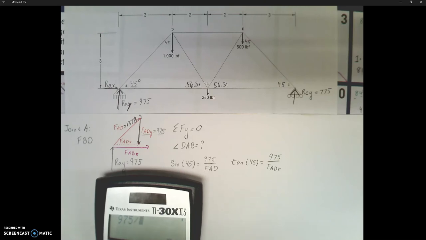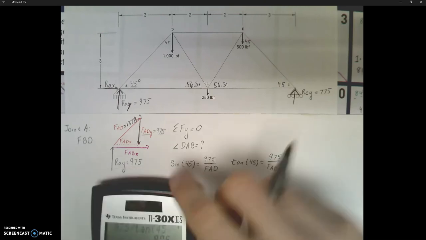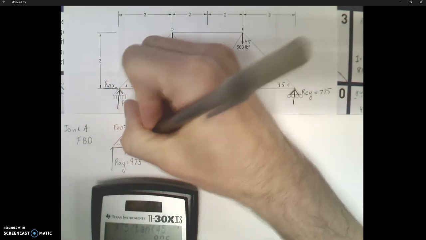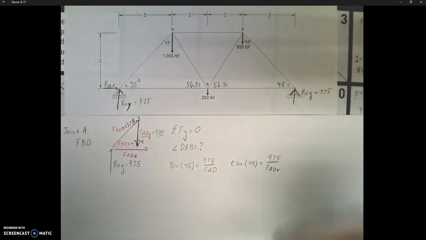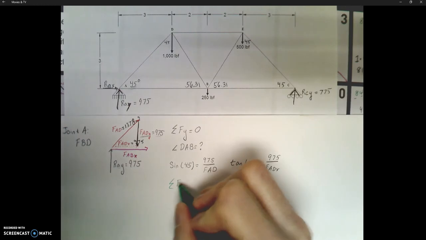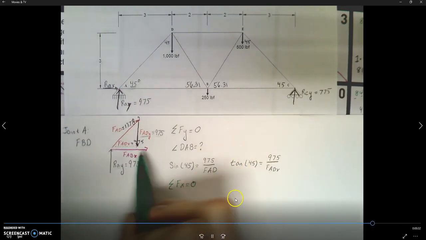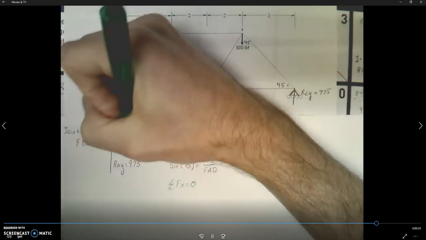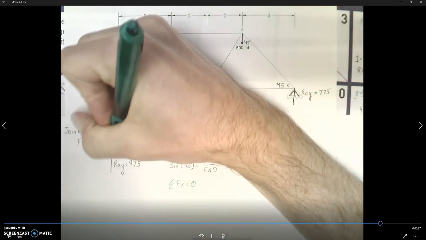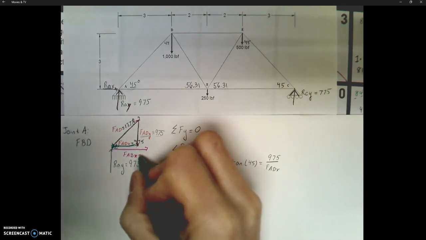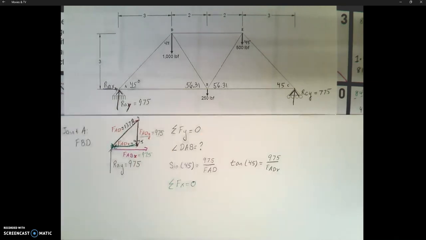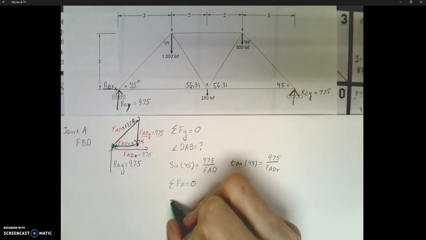Then we've got the force of AD in the X direction. That other leg of the triangle is 975 divided by tangent 45, which gives us a nice 975. If you remember from your geometry, in a 45-45 triangle the two sides are equal to each other. The proof is in the pudding when we solve that. Now we're looking at the sum of all the forces in the X direction needing to equal 0. We have one force in the X direction, the X component of the force of AD.